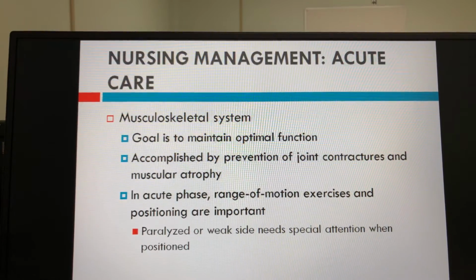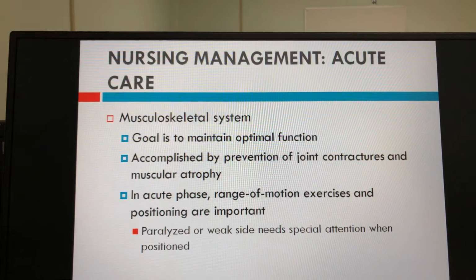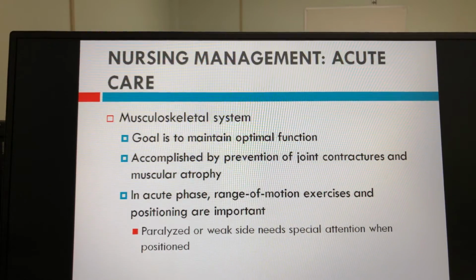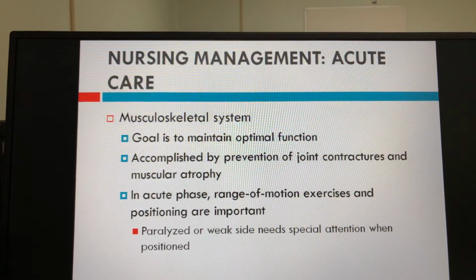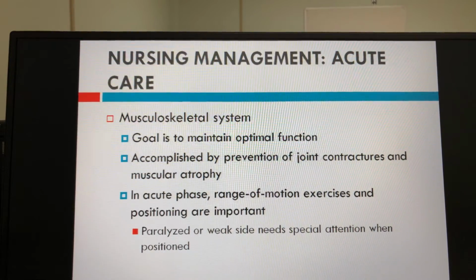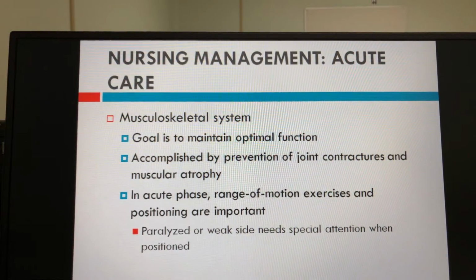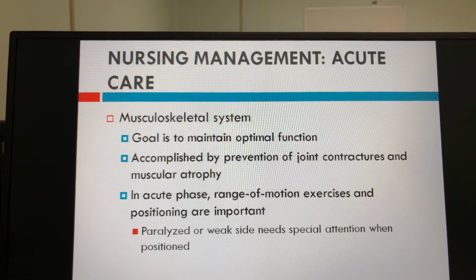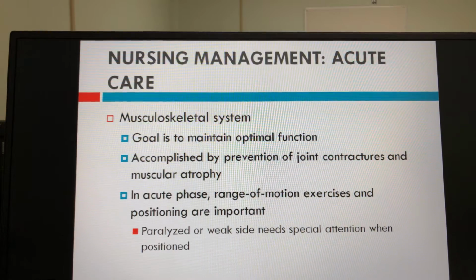Musculoskeletal system, and we are almost done. It's still quite a few, but excuse me, we are almost there. The goal is to maintain optimal function. So again, that passive range of motion exercise, it should be begun on the first day of hospitalization.